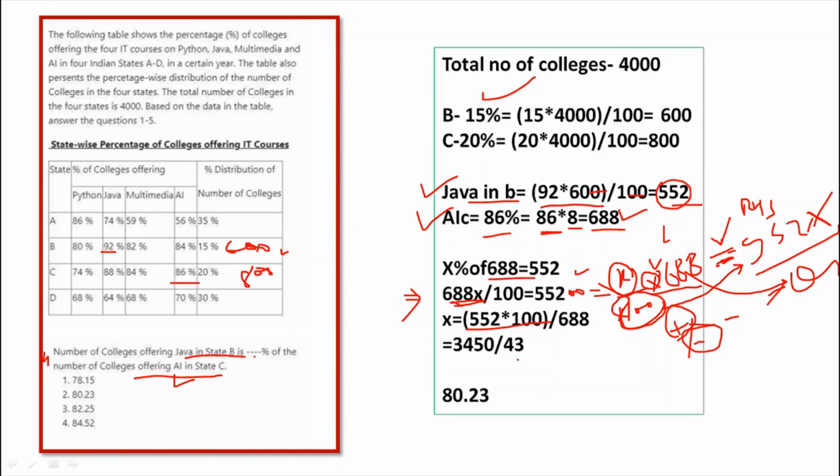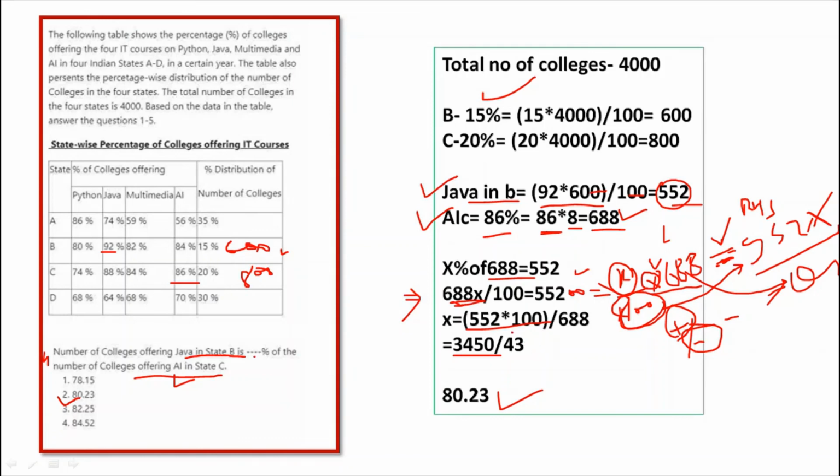So this we did, and we are left with 552 into 100 divided by 688. After multiplying and dividing, we get 3450 divided by 43, and at the end it is 80.23. Roughly it's 80.23. So 552 into 100 divided by 688.